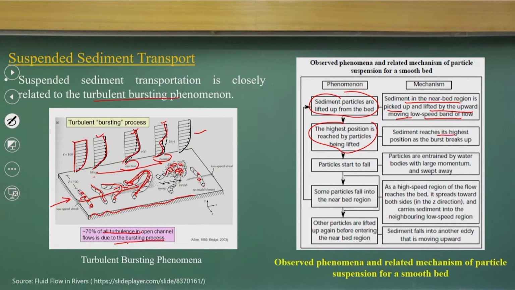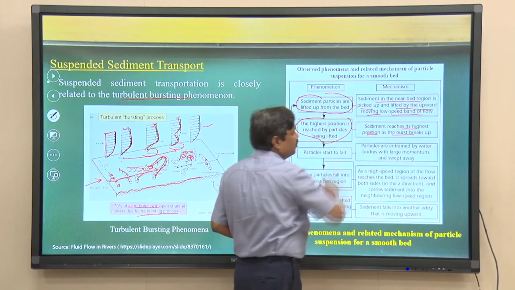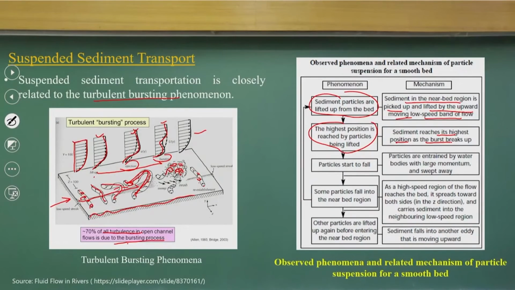The sediment reaches its highest position after the burst breaks off. Okay. This burst is taking up the sediment particles. Once it bursts off, that is the highest location where the sediment can be carried by the turbulent structures up to the burst. After that bursting happens, particles start falling. Okay. But particles entrained by the water body with a large momentum are swept away. So, that is the reason: the flow in the longitudinal direction has the large momentum, and that is what helps the particles to be swept away.